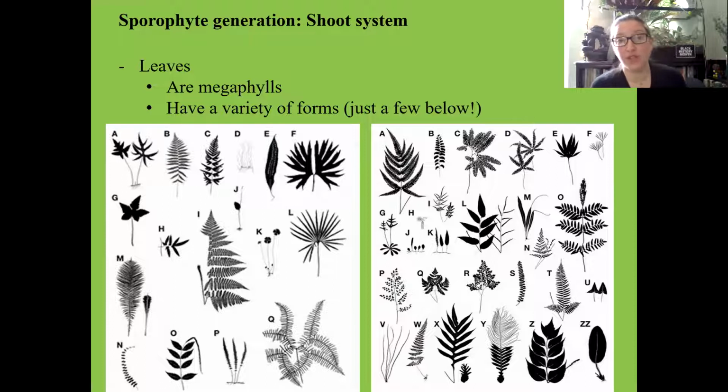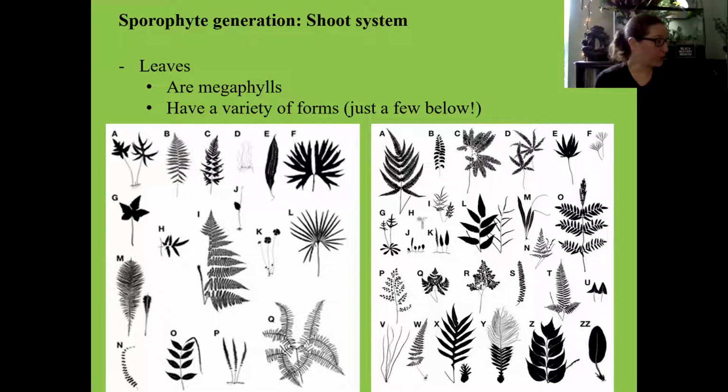And look at the diversity. This is just an example of some forms of megaphylls, so what they look like. And it looks like so many different forms. Really interesting and pretty.